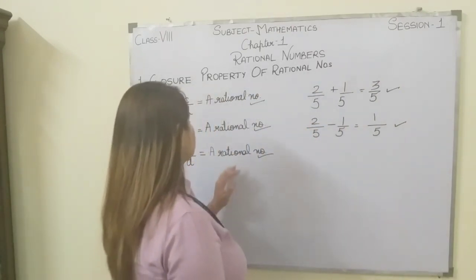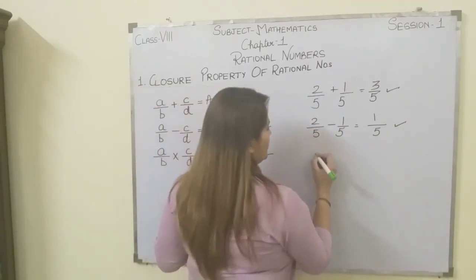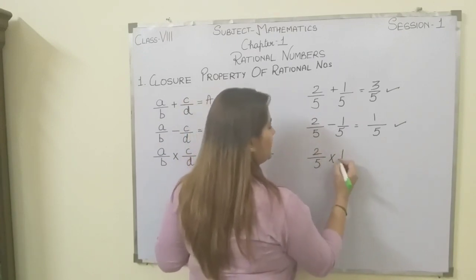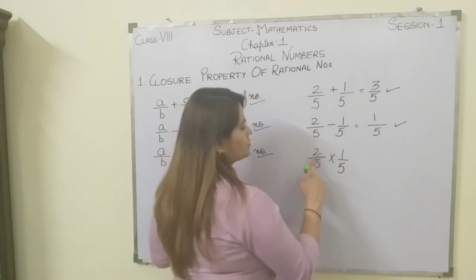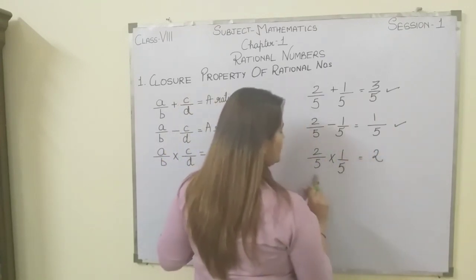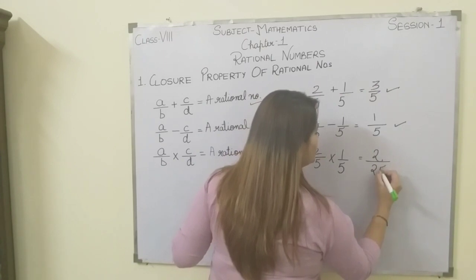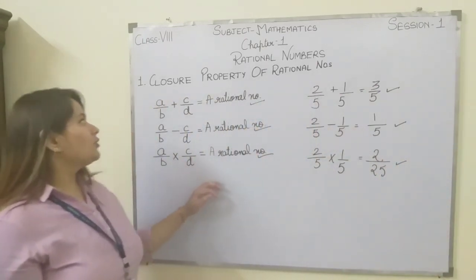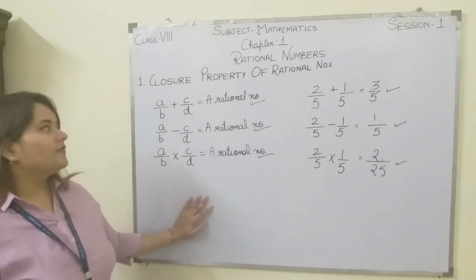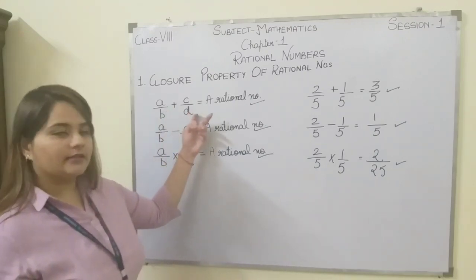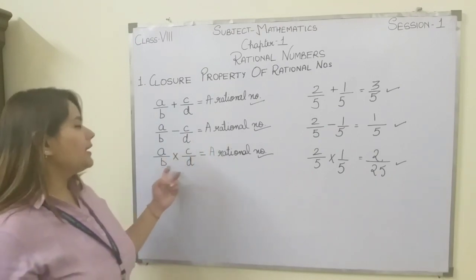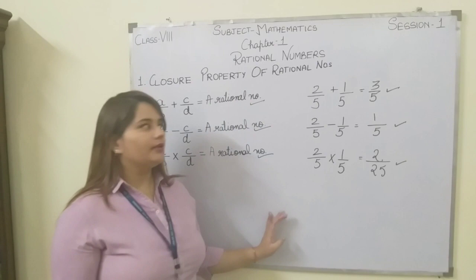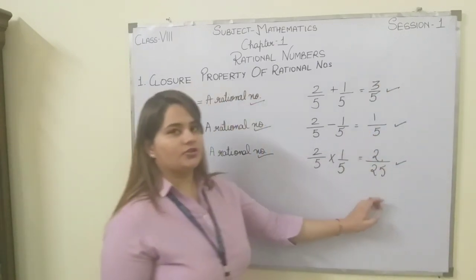And let's see in the case of multiplication. If I consider these two numbers only, 2 by 5 multiplied by 1 by 5. So 2 into 1 is 2 and 5 into 5 is 25, which is again a rational number. So, in closure property, we say that if we add, subtract and multiply any two rational numbers, the resultant number will also be a rational number.